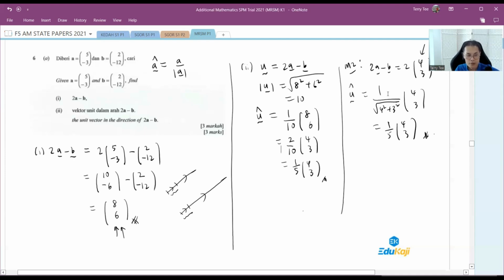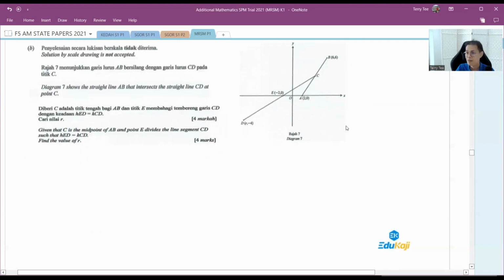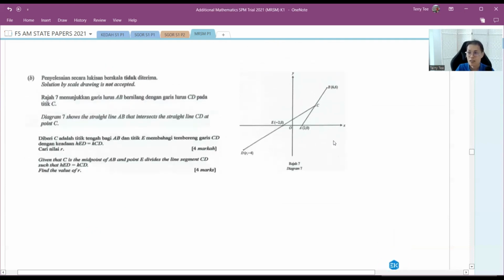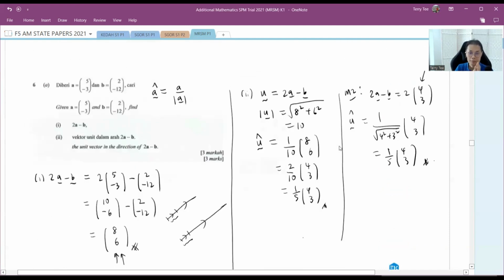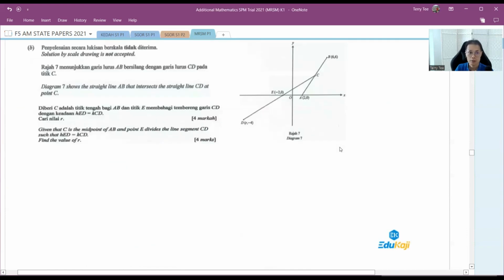Okay, let's move on to part B. Part B is coordinate geometry. Normally, for a particular question, Part A and Part B will be from the same chapter, but this one is vector, and the second part is coordinate geometry.